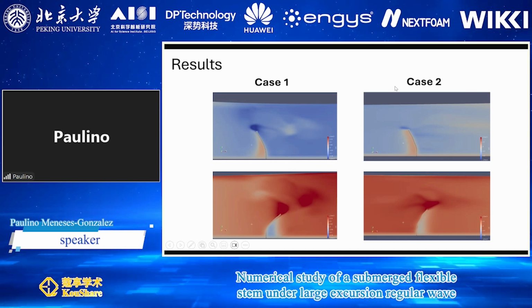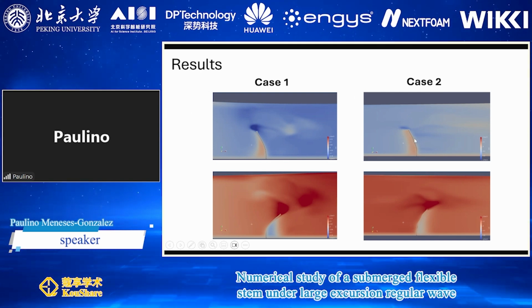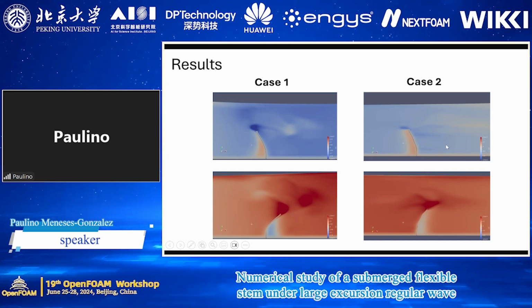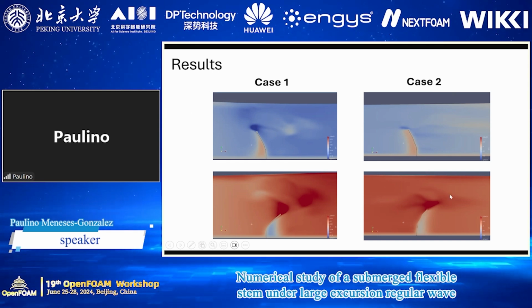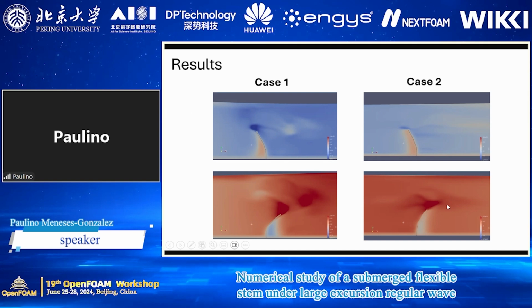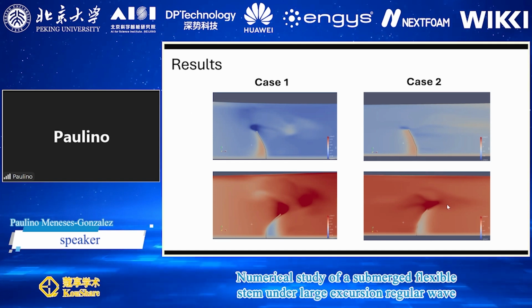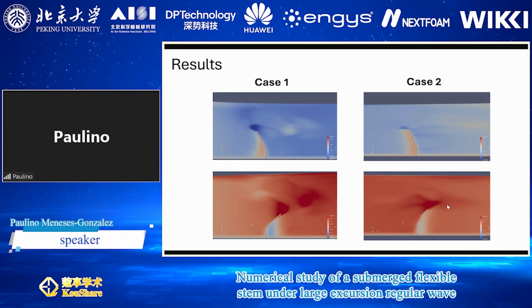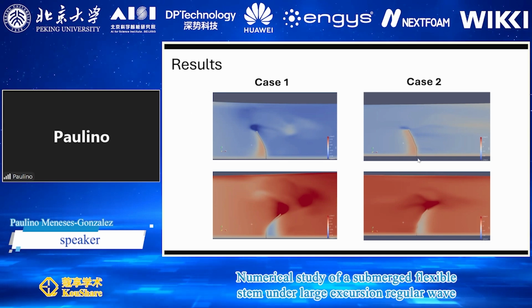But when we are talking about case two, when the period is 4 seconds, we can see the effects over the velocity are less than in case one. Then it's normal, when the excursion is larger, the effects over the velocity become less important than in the case of a small wave excursion.